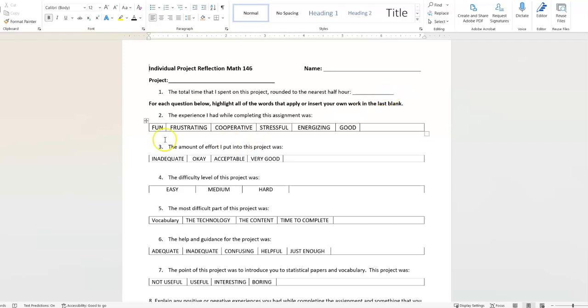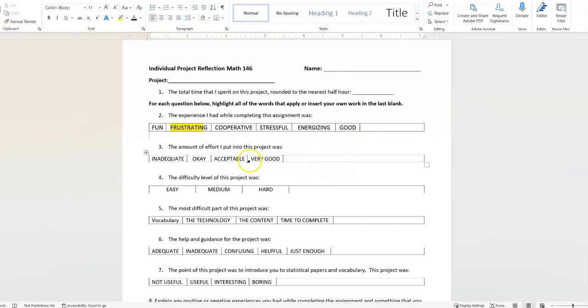And then all you have to do is highlight one of these words, the experience you had while completing the assignment. Was it stressful, energizing? Or you can just type in a word of your own, informative or boring or whatever you want to say. You can put whatever, or you can just take one of these words and highlight the word. And that's all you have to do.